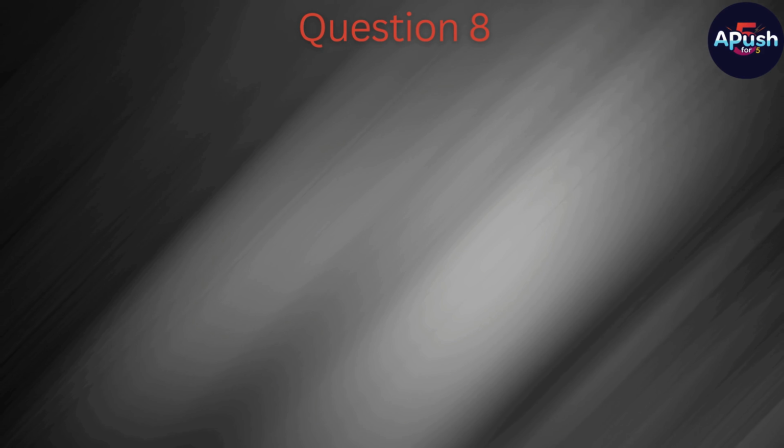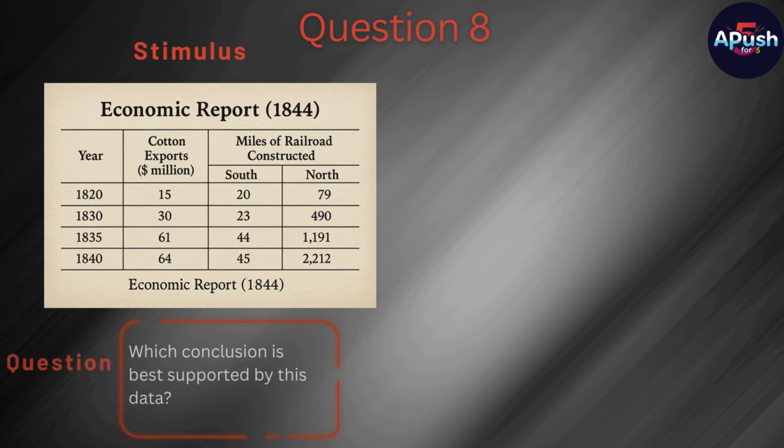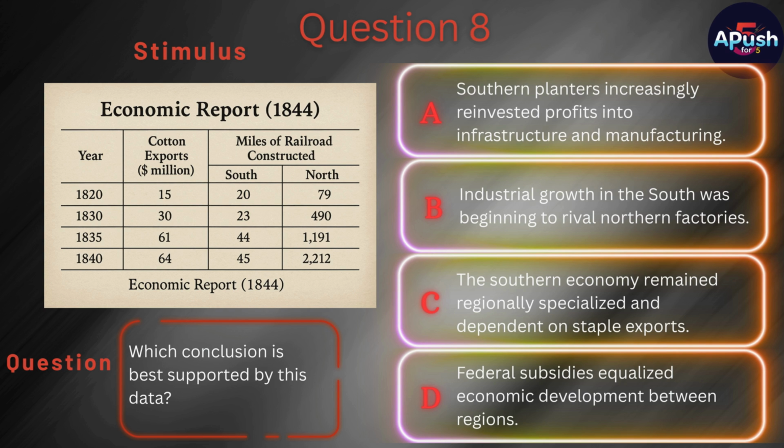Question 8. Stimulus. Chart. Question. Which conclusion is best supported by this data? A. Southern planters increasingly reinvested profits into infrastructure and manufacturing. B. Industrial growth in the South was beginning to rival Northern factories. C. The Southern economy remained regionally specialized and dependent on staple exports. D. Federal subsidies equalized economic development between regions.